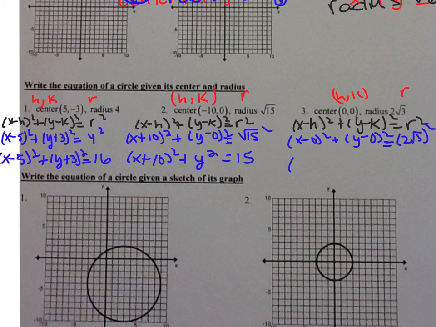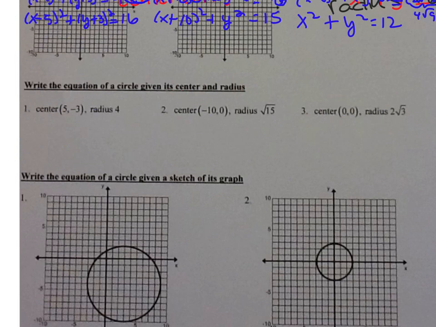So (x minus 0) squared would be just x squared, plus y squared, that's the y minus 0. And now (2 radical 3) squared would be 4 times the square root of 9. The square root of 9 is 3, so that would be 4 times 3, which is 12. Okay, so let's take a look at the graphs.